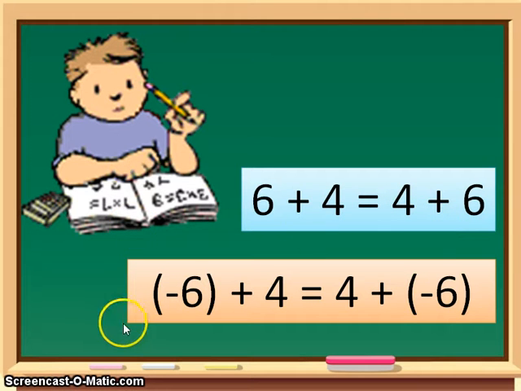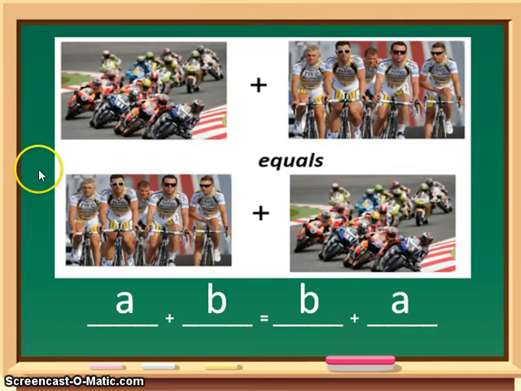And if we have a negative number, negative 6 plus 4 is also equal to 4 plus negative 6, because that would be equal to negative 2. And this is also a negative 2. So negative 2 is equal to negative 2. This illustration states that a plus b is equal to b plus a. And that is the commutative property.